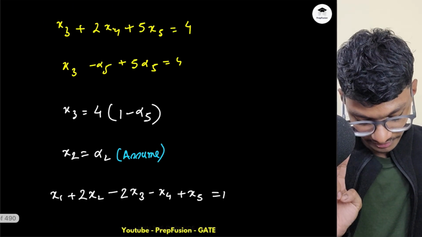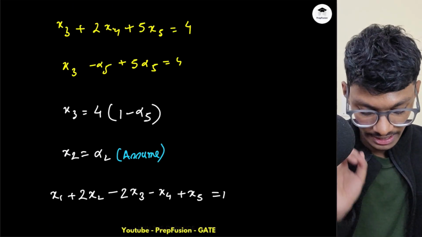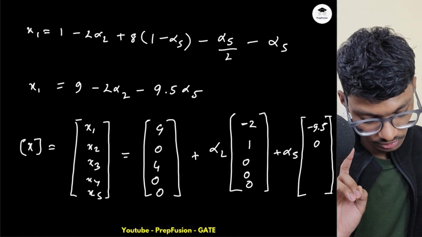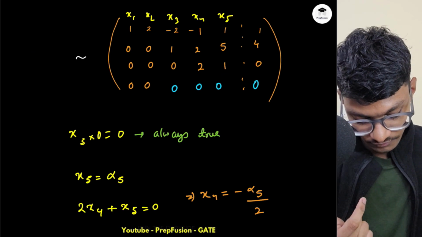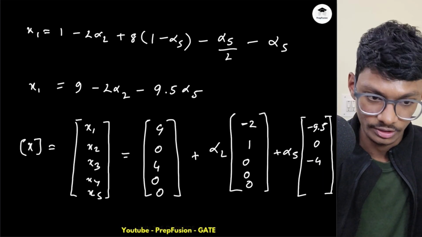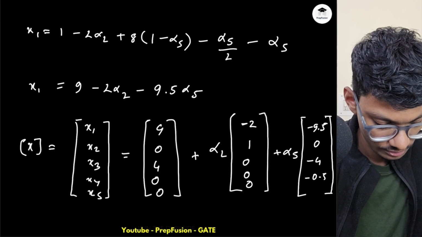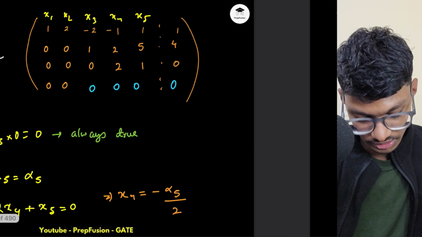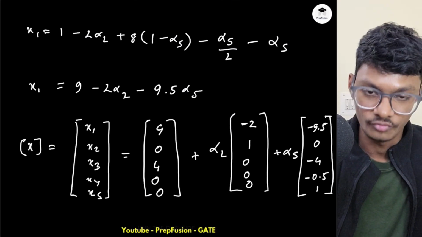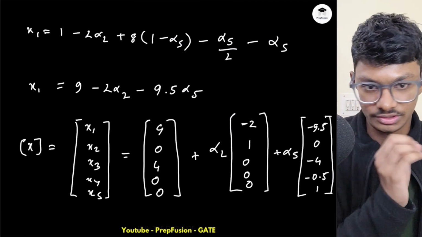Does x2 have alpha 5? x2 doesn't have alpha 5. x3 has alpha 5, which is minus 4, and x4 has alpha 5, which is minus 0.5, and obviously x5 has alpha 5, which equals 1 itself, right? Basically the coefficient of alpha 5 is 1 for x5, which equals alpha 5 itself.